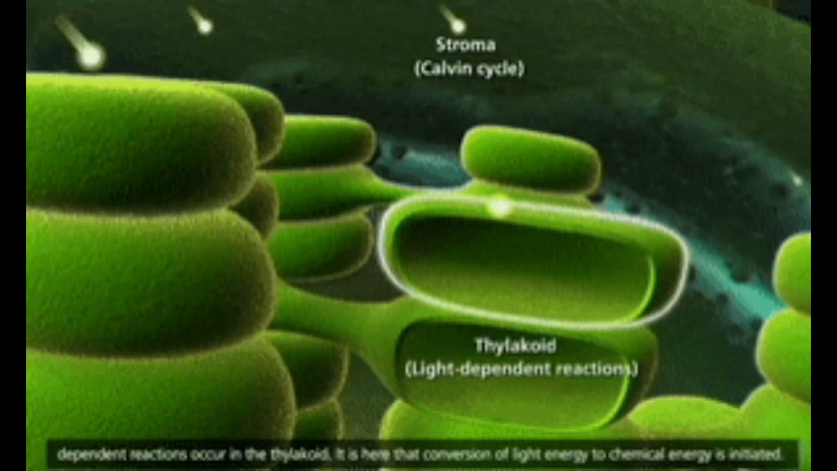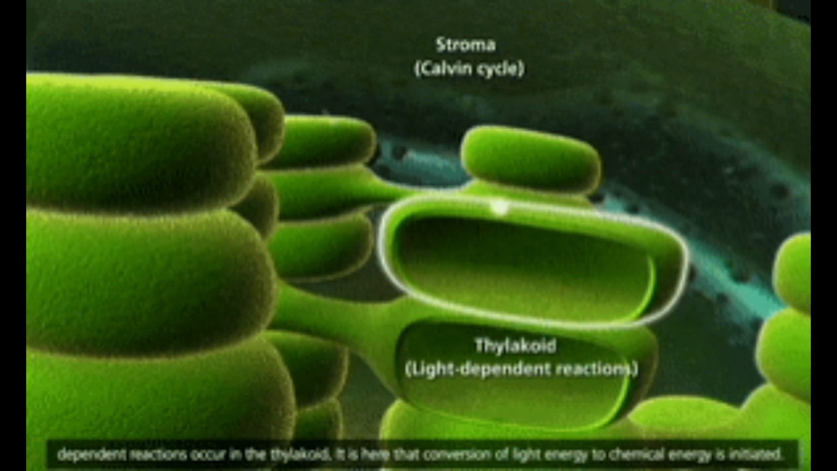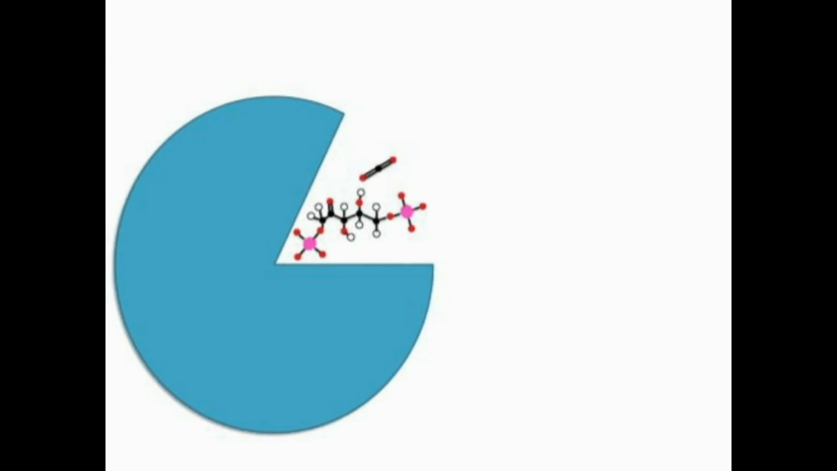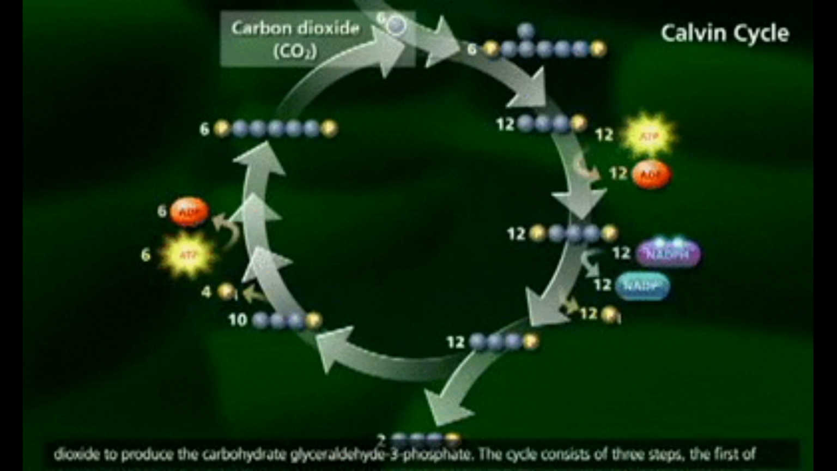Affinity for oxygen increases with high light, high temperature, age of plant and oxygen concentration. And that's all about the Calvin cycle.